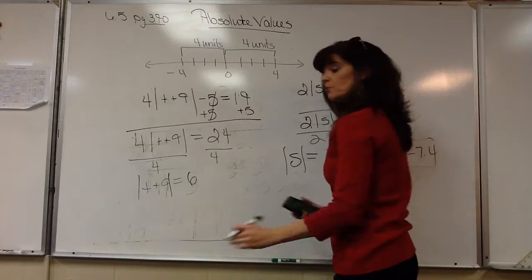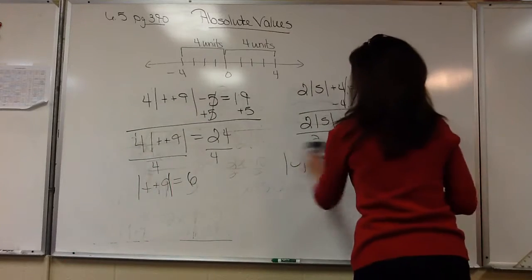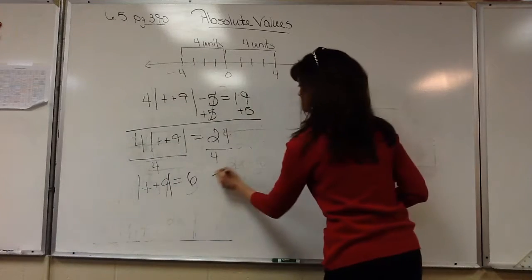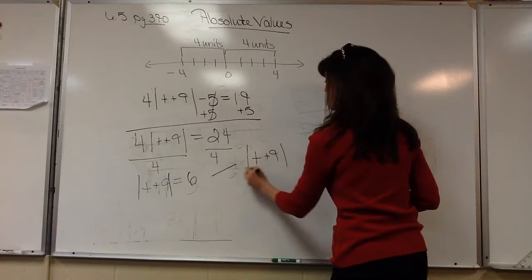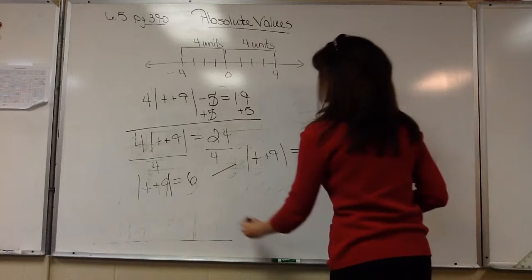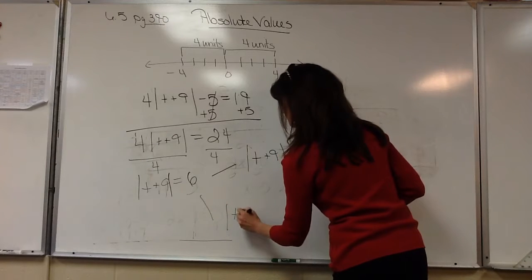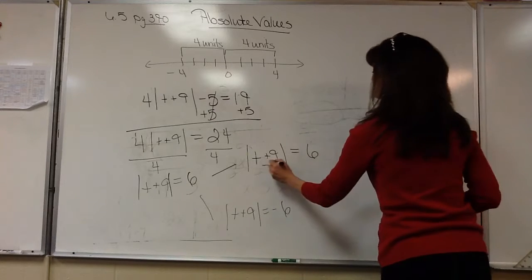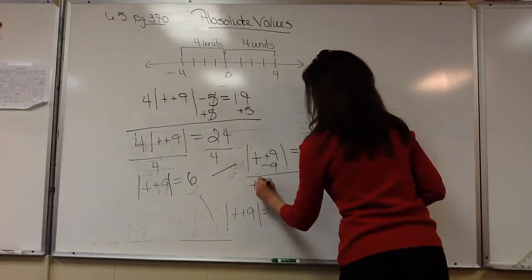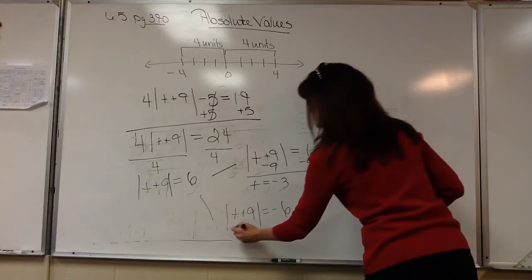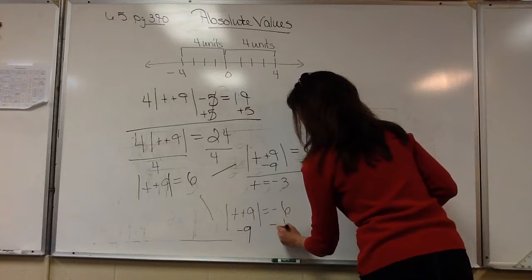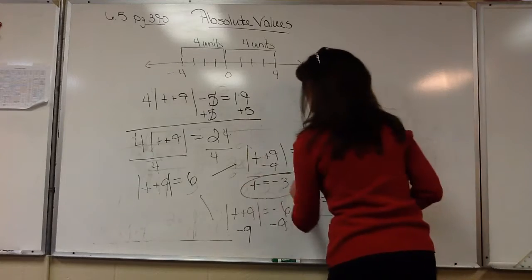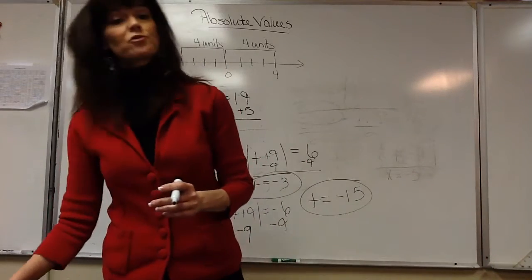Now we know we're just simply going to solve this by setting t plus 9 to equal positive 6 and negative 6. Okay, so t plus 9 equals positive 6, and then t plus 9 equals negative 6. And then we're simply just going to solve it. I'm going to subtract 9 from both sides, and we get t equals 6 minus 9, which is negative 3. Subtract 9 from both sides here, and we get t is equal to negative 15. So our answer for number 3 in the guided practice is negative 3 and negative 15.